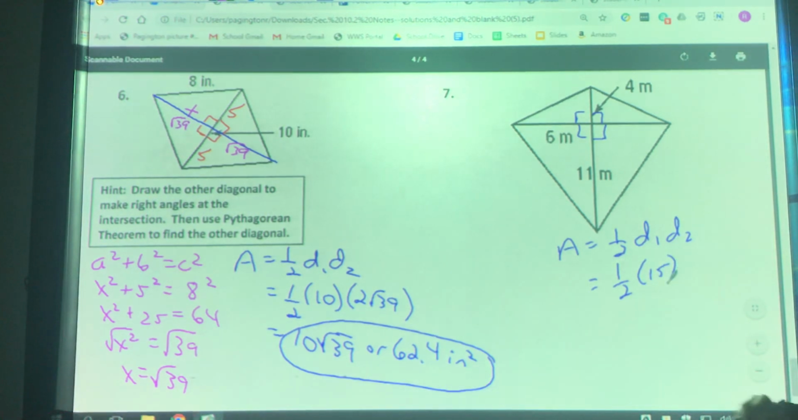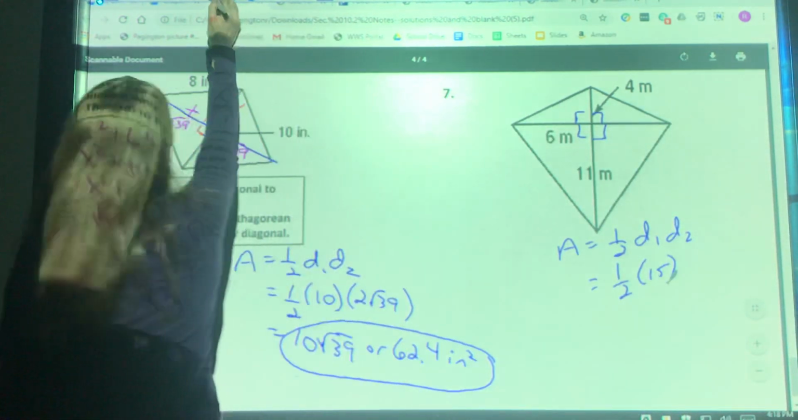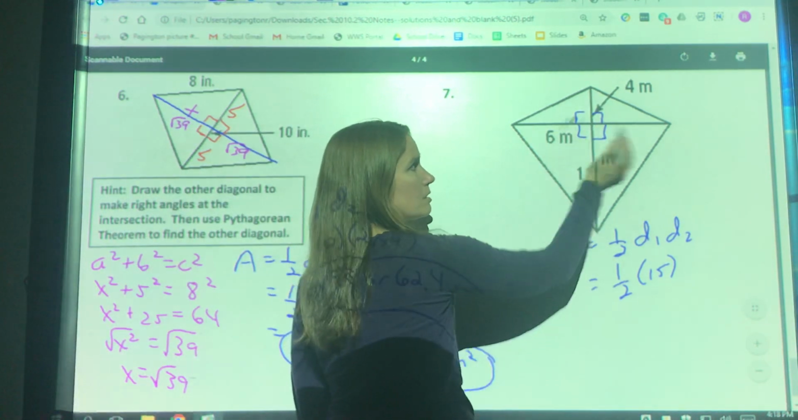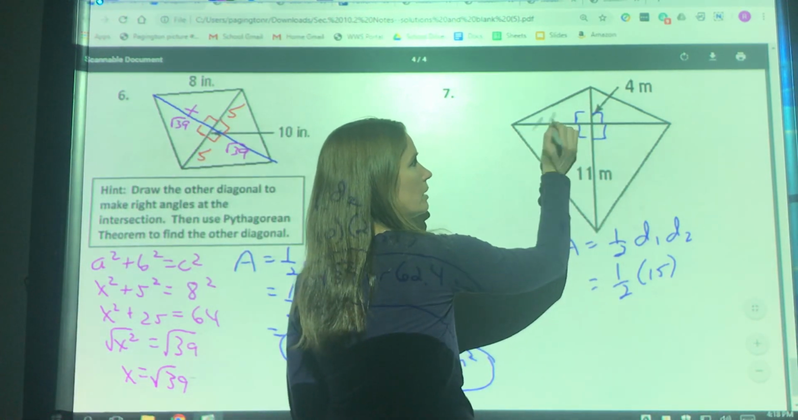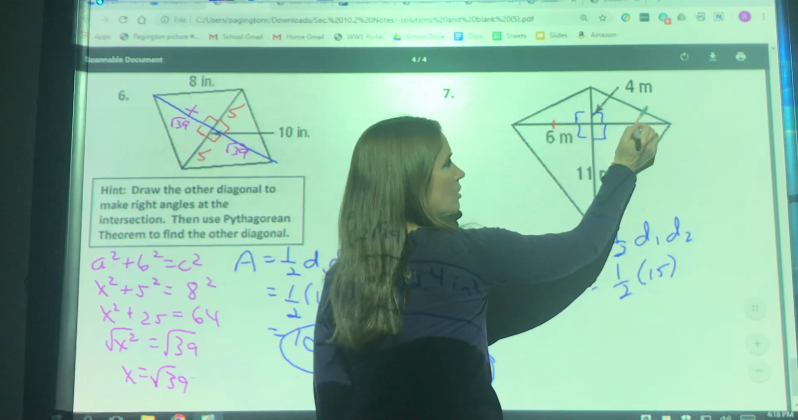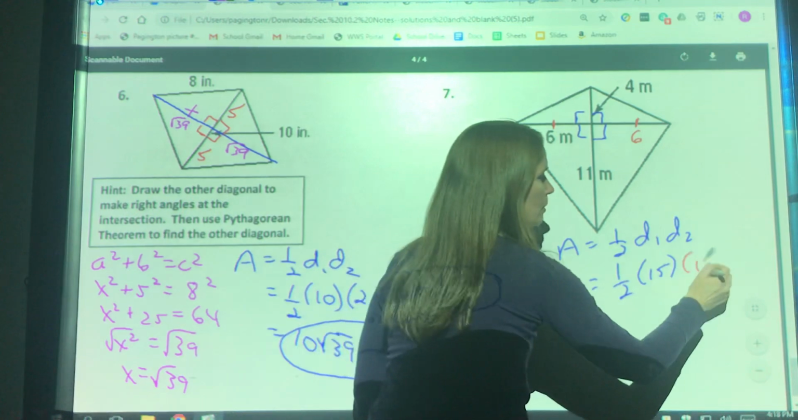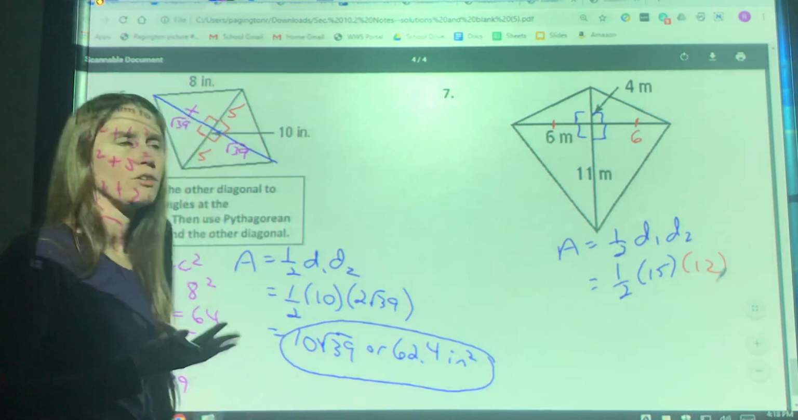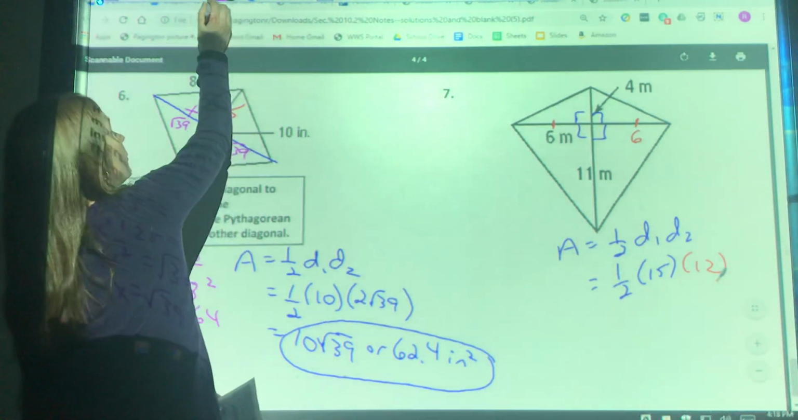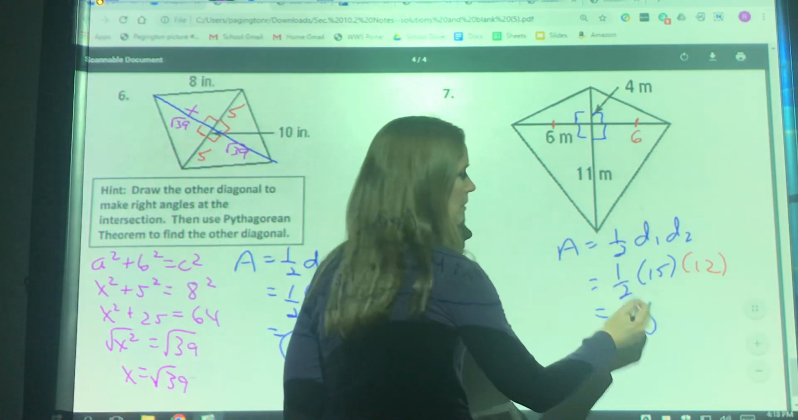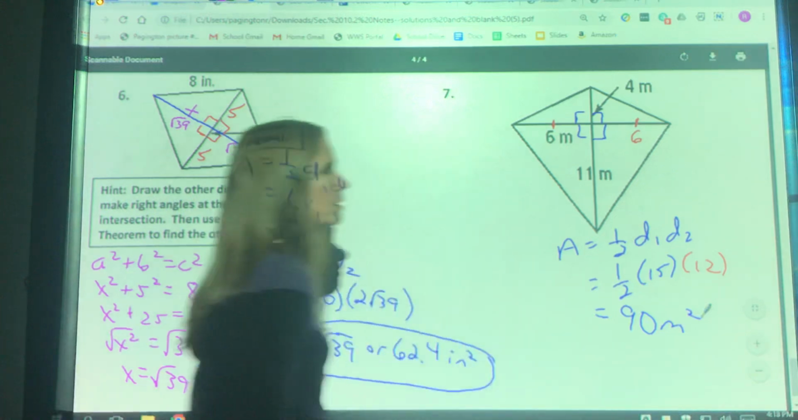And for the other one, I just have to remember one of the things we talked about at the top of the page here is that the longer diagonal bisects the shorter one. And so if this is 6, then this is also 6 over here. So that whole length is 12. So just be careful that you're not plugging 6 in there. You need to add 6 plus 6 to give you a 12. And then when you go and get that plugged in your calculator, you get 90. In this case, your units are going to be meters squared.